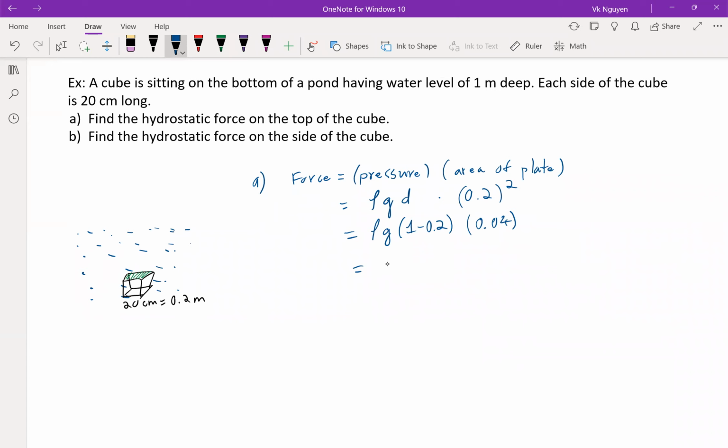Since the numbers are small, I'm going to do the substitution here. We know water has a density of 1,000 kilogram per cubic meter. The gravitational acceleration is 9.8. And this one is 0.8, and 0.04. Multiplying them together, we have 313.6 Newton.